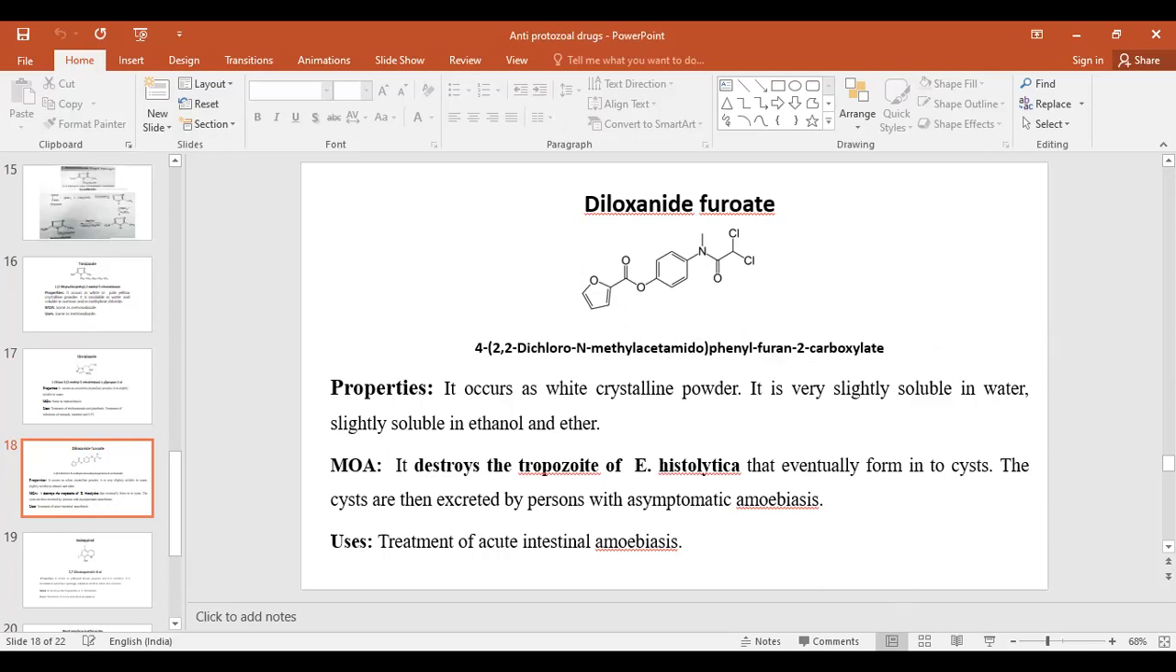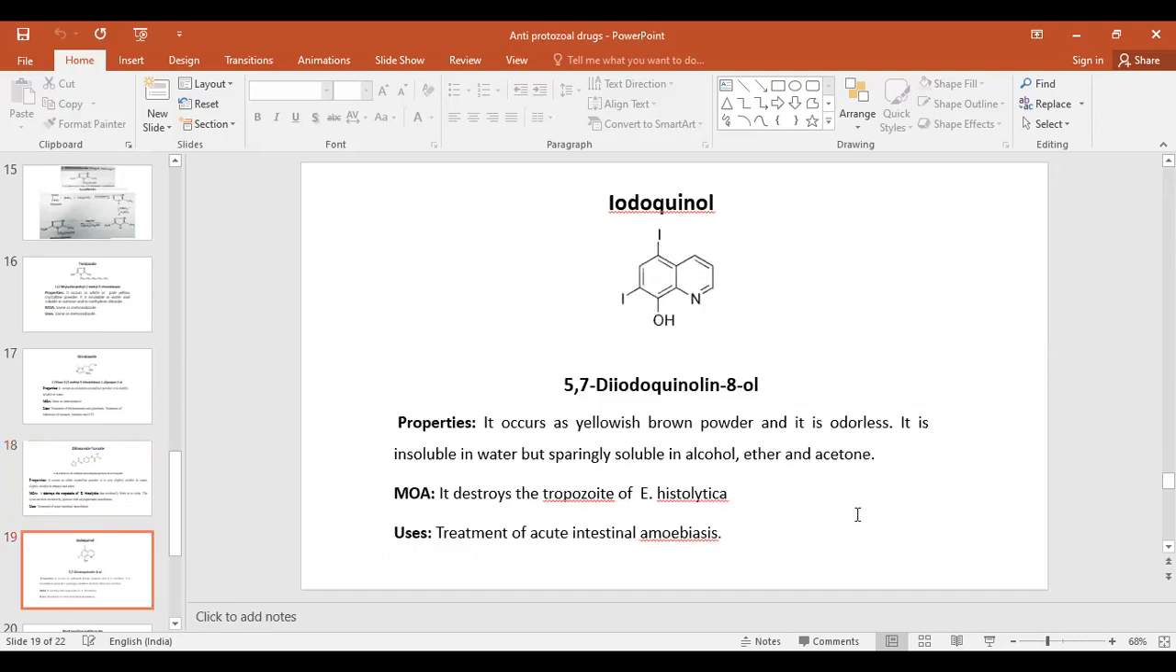It destroys the trophozoites of Entamoeba histolytica, which eventually form a cyst. The cysts are excreted by persons with asymptomatic amoebiasis. That means the cysts are then excreted. So whenever the cysts are dying, that causes no infection or systemic problem. It is used for treatment of acute intestinal amoebiasis.